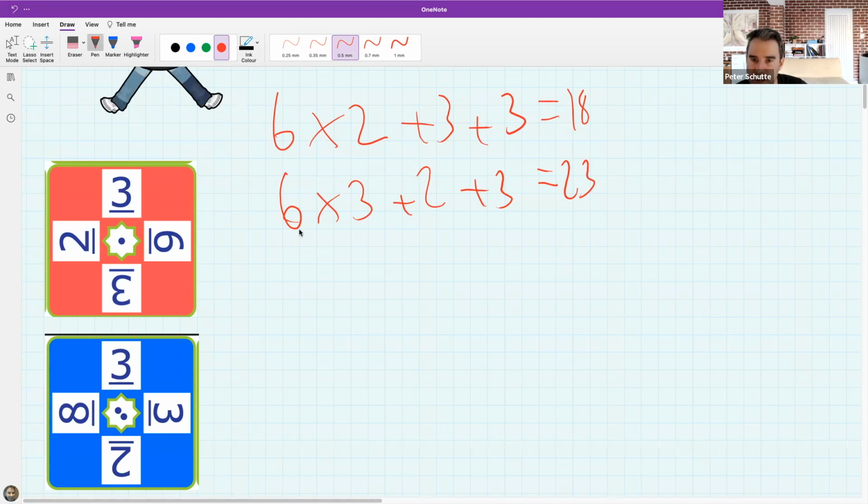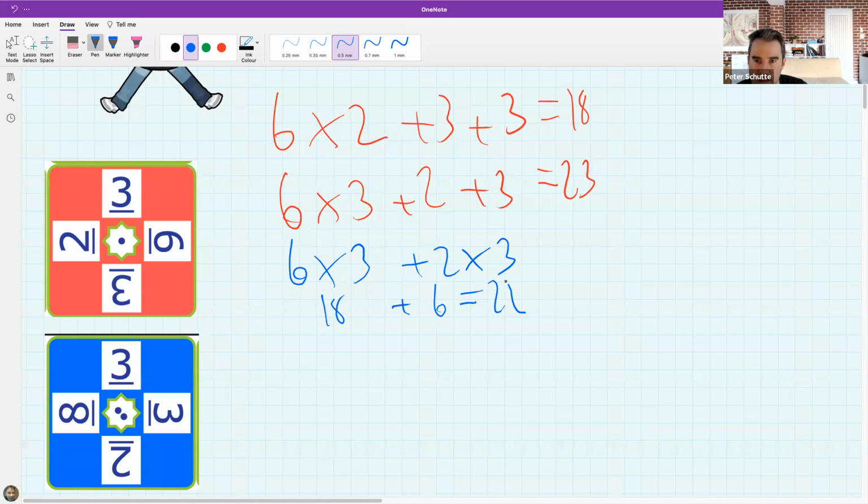Aha. Okay, so Issa has said 6 times 3 is 18 plus 2 times 3. And so BODMAS says this gets done first, so that's 18, and that's 6. And I see a lot of you agree. So the first one's answer is 6 times 3 plus 2 times 3. And that's how it works. So see if you can do the blue one.